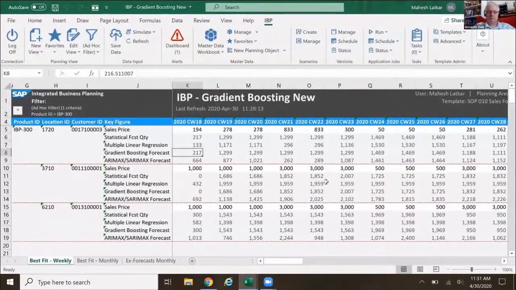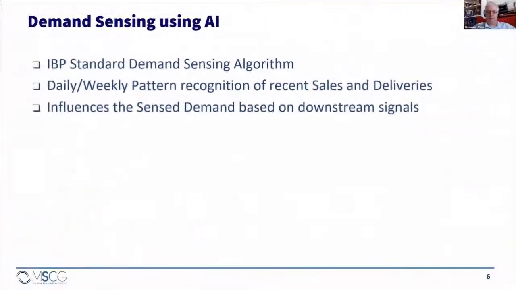Okay, very good. That was a good demonstration of demand planning using AI. Now, we also have demand sensing using AI. Mahesh, could you explain how that works with demand sensing using AI?